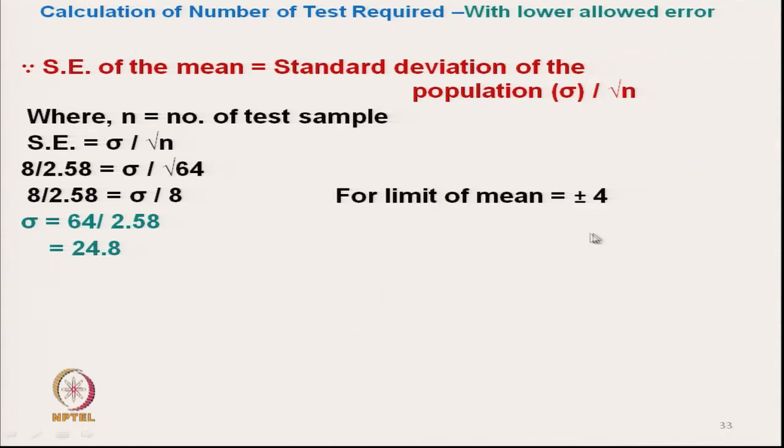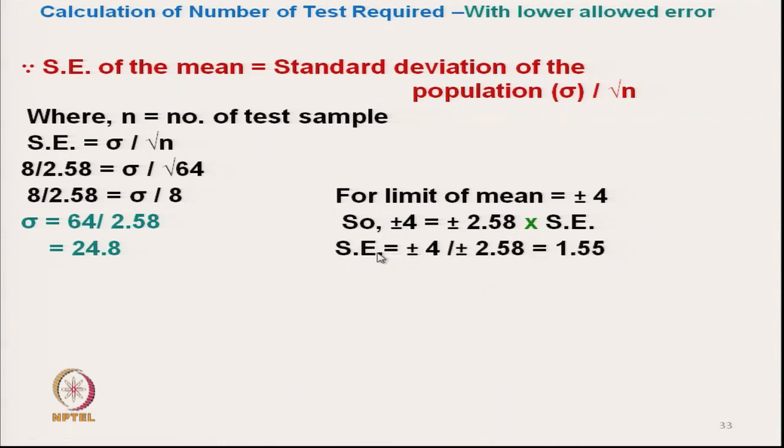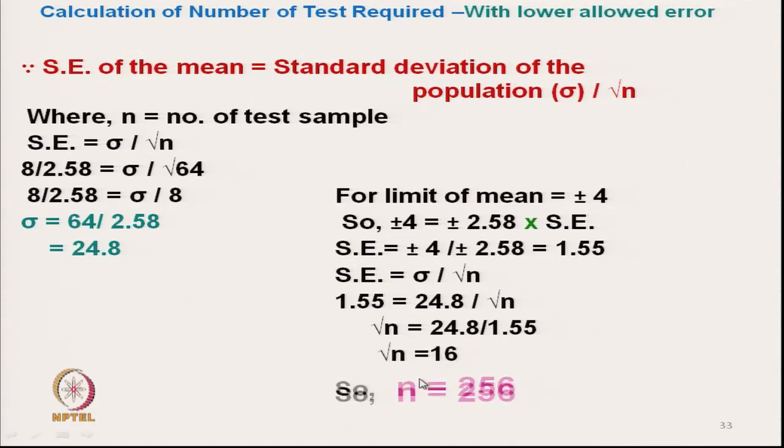For the limit of plus minus 4, again with a large sample the value is 2.58. From there we have calculated the standard error; 1.5 is the standard error. So, now we know the standard error and the population standard deviation. The standard error is known for this plus minus 4 error, and the standard deviation of the population is known. So, from there we can calculate the n value.